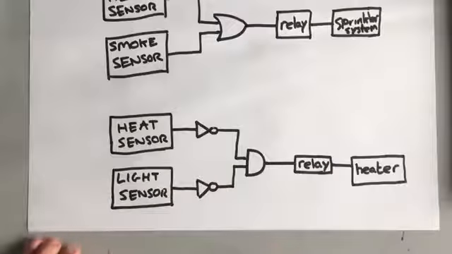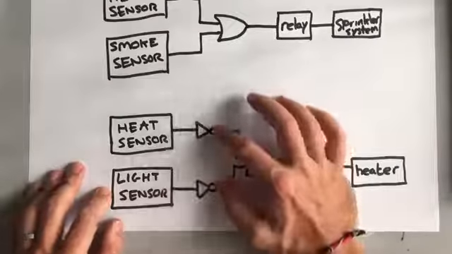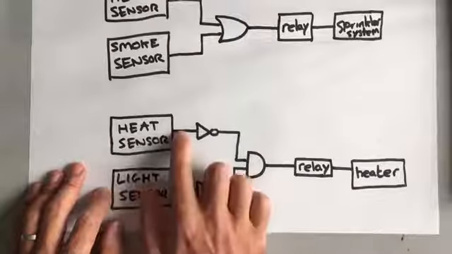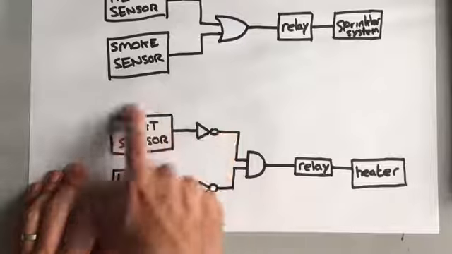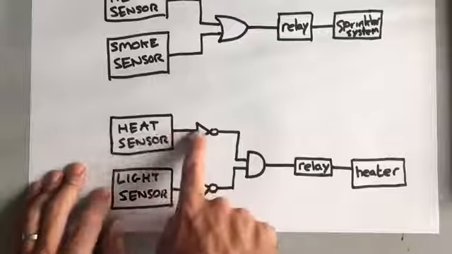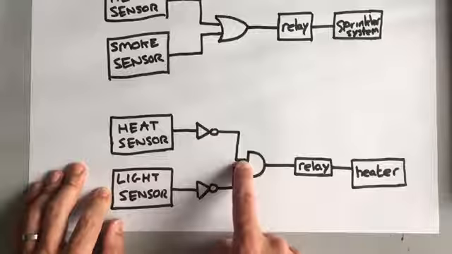This one lower down is a little bit more complicated. It's a heat sensor and a light sensor. They each go through a NOT gate. So that reverses the signal. So if this is a 1, then this is a 0, or if this is a 0, then this is a 1. So when this heats up, the signal being given out here is a 1, and so this signal coming out here is a 0.